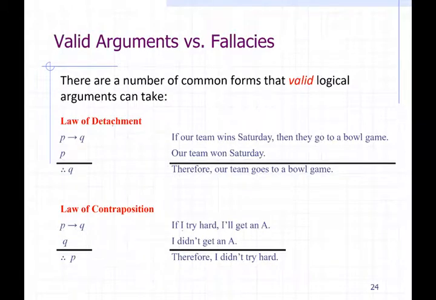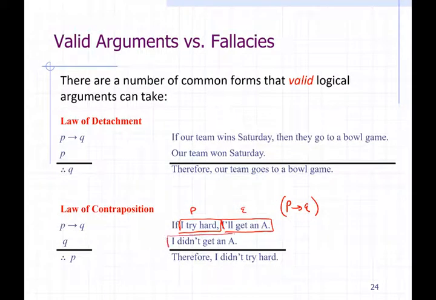So here's an example. If I try hard, then I'll get an A. So we have premise P implies Q. And the other premise is I didn't get an A. Oh, this should be a not Q. I didn't get an A. So P implies Q and not Q implies I didn't try hard. And so our conclusion is not P.